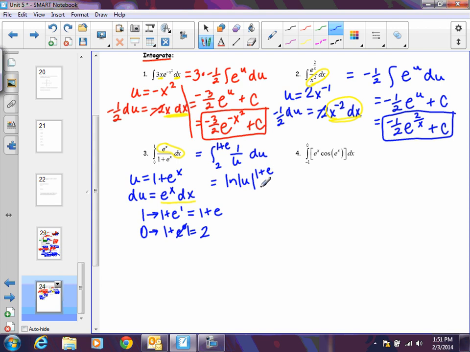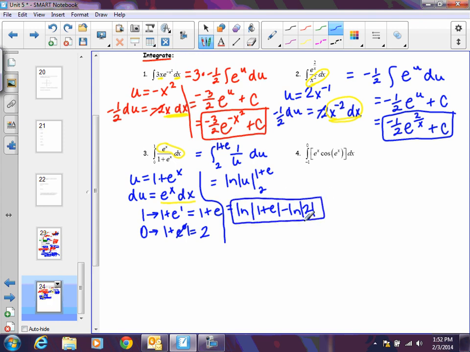And I'm going to use my new bounds. Don't go back to x and use your new bounds. If you go back to x, meaning if you plug 1 plus e to the x back in, then you got to go back to your old bounds. You've either got to be in u or be in x. So then I would have natural log of 1 plus e minus natural log of 2. And that is your answer.